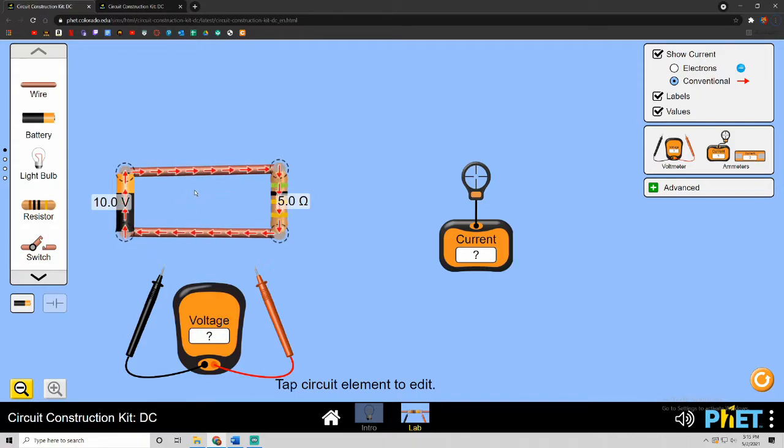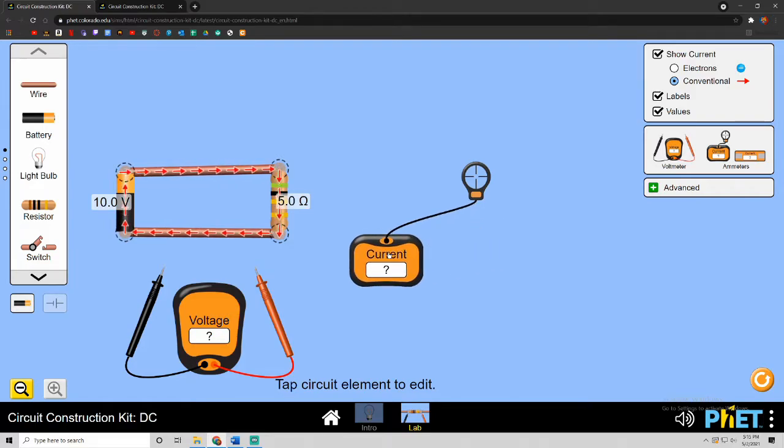When looking at the first circuit, we have a 10-volt battery connected by wires to a 5 ohm resistor. Given this voltage and resistance, we can determine the current using Ohm's law, where current equals voltage divided by resistance. Using this, we would expect the current to be 2 amps, and we can check this using the ammeter. And as we see, the current is 2 amps throughout the entire circuit.